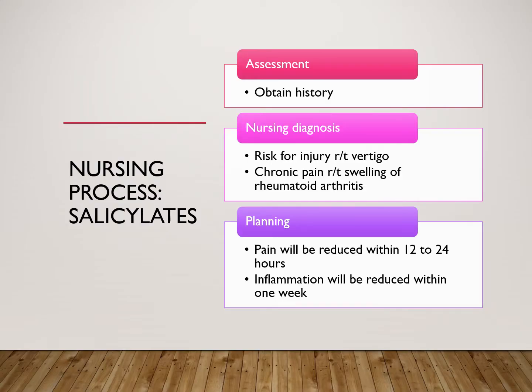So, your nursing process. This can be found on page 312 in your textbook. I always encourage you to look at these because it does contain a lot of vital information for you guys. So you want to look at your assessment. Make sure you obtain a thorough history on your patient. Look at your nursing diagnosis for them. Look at your planning. Pain will be reduced within 12 to 24 hours. Inflammation will be reduced within 1 week.